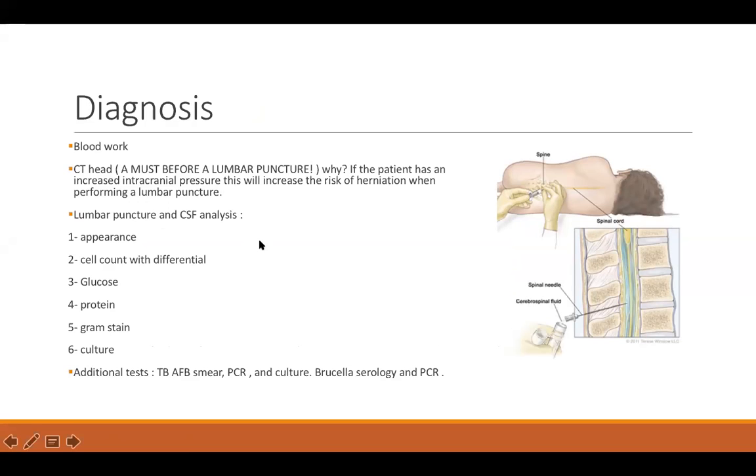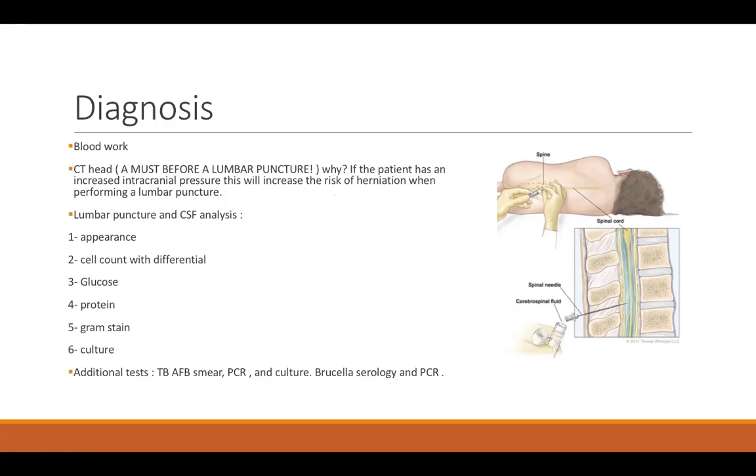Okay, why is it dangerous for the patient to have increased intracranial pressure and we do a lumbar puncture? It's an absolute contraindication to perform a lumbar puncture in cases of increased intracranial pressure, because if the patient has an increased intracranial pressure, this will increase the risk of herniation of the brain when you perform a lumbar puncture.